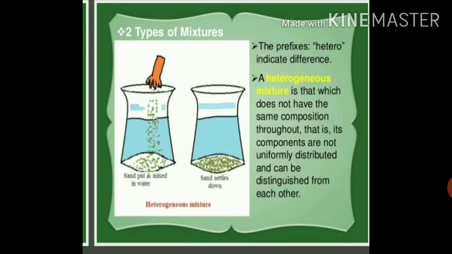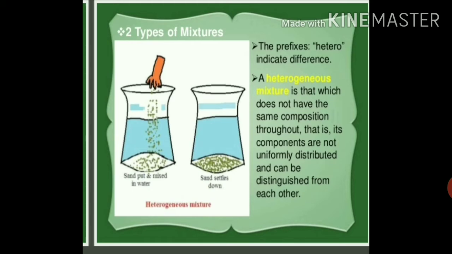So a mixture that does not have same appearance and uniform composition throughout is called a heterogeneous mixture. So ऐसा mixture जिसका appearance का मतलब होता है look, and uniform का मतलब होता है बराबर, एक बराबर. यानी ऐसा mixture जिसका appearance और composition एक जैसा नहीं हो तो उसको हम क्या बोलेंगे?